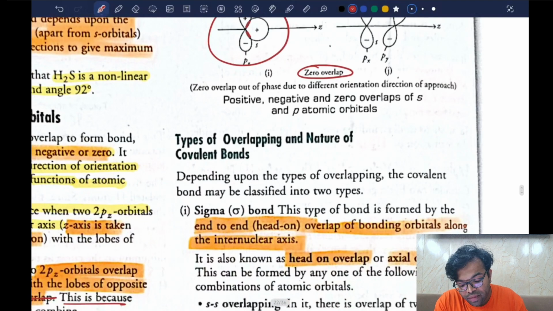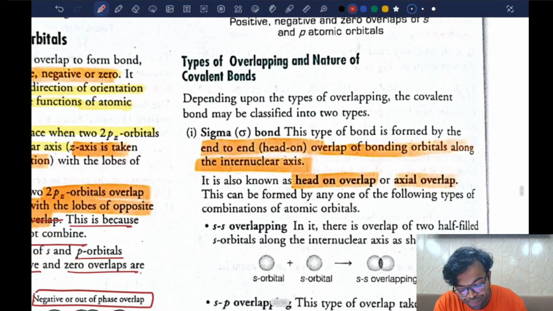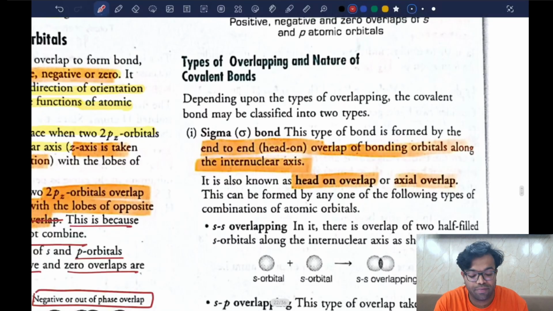Now, the types of overlapping and the nature of the covalent bond. Depending upon the types of overlapping, the covalent bond may be classified into two types. One is known as the sigma bond. Sigma, that is the main bond that you have. The other is called the pi bond. The sigma bond is a result of head-on overlap.